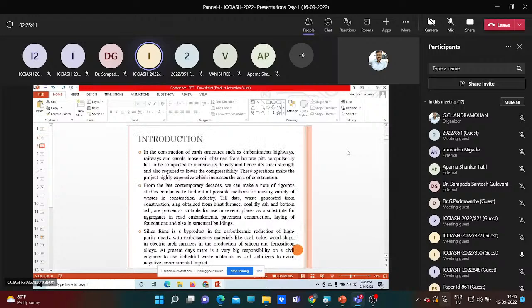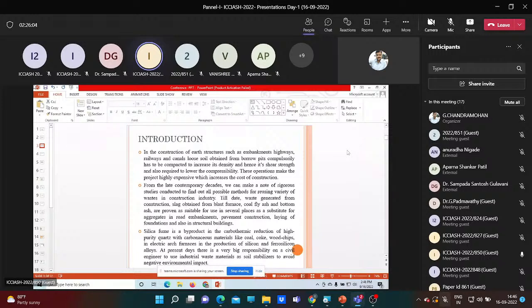Coming to the introduction, as we know, earth structures such as embankments, highways, railways, and canals use loose soil obtained from borrow pits, which compulsorily has to be compacted to increase its density and hence its shearing strength, and also to lower the compressibility. These operations make the project highly expensive, which increases the cost of construction.